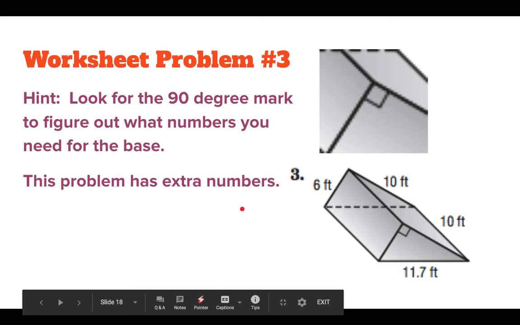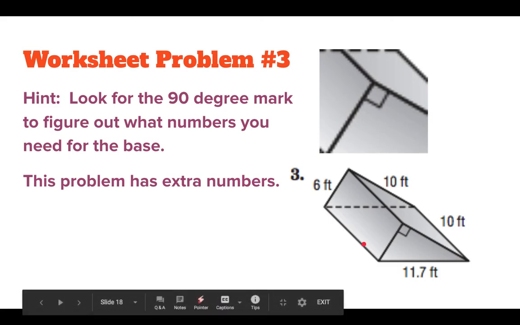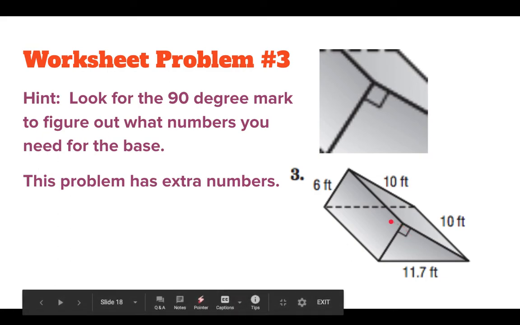I'm going to look at problem number 3. What you'll notice on problem number 3 is that it is that annoying thing where they give you extra measurements. You only need 3 of these measurements, so one of the measurements is extra. The first thing is you have to decide what measurements you need to find the base, to find the area of this triangle.